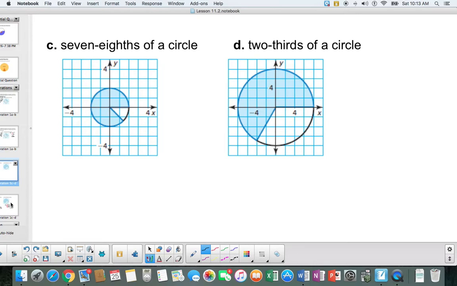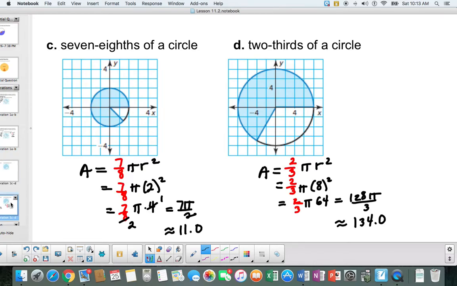Take a look at this. All you do is find the area of the circle and just take the portion that you want, 7/8. And you're going to be working with fractions a little bit. And here's the answer, 11.0 square units. Here is 2/3. And here is the answer, the approximation.